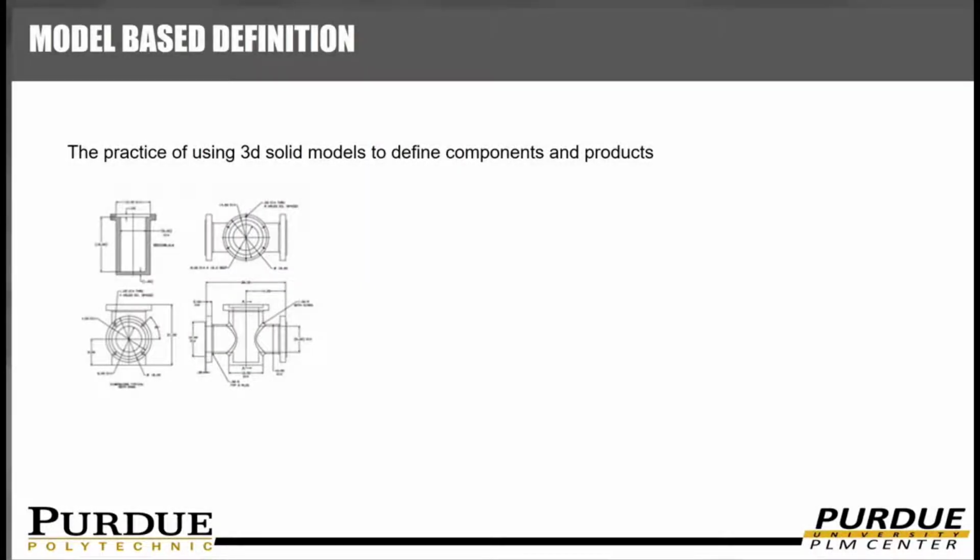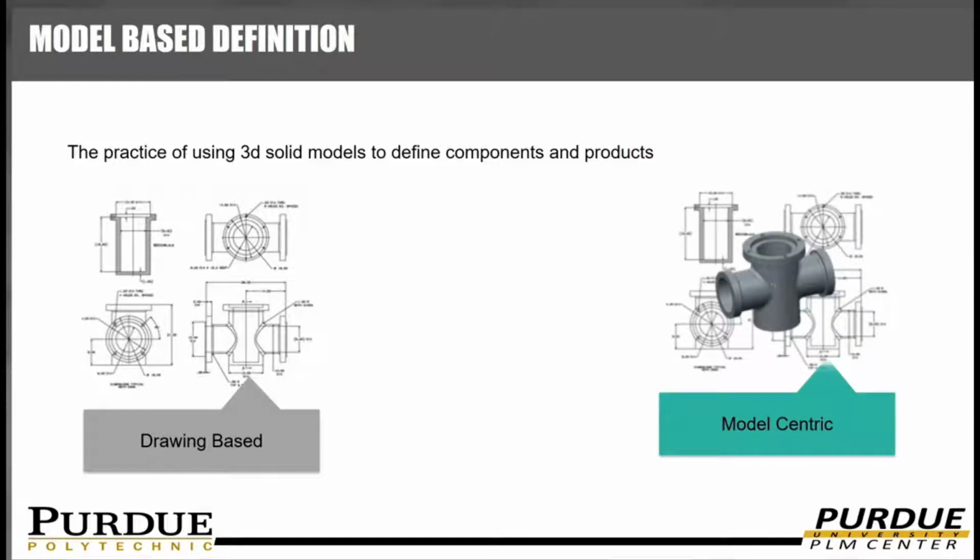First, let's take a look at documentation and how it's evolved over the last few decades. Traditionally, products were designed using a drawing, and this is known as a drawing-based approach because whenever more information was needed about the model, you would refer back to this 2D drawing. As CAD systems evolved, we had the ability to define these products in 3D space and then automatically push that information out to a drawing, and this was known as a model-centric approach.